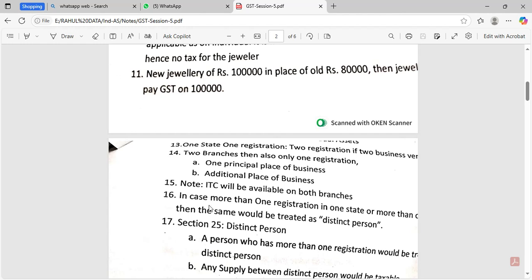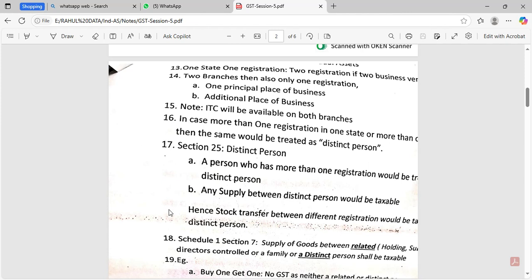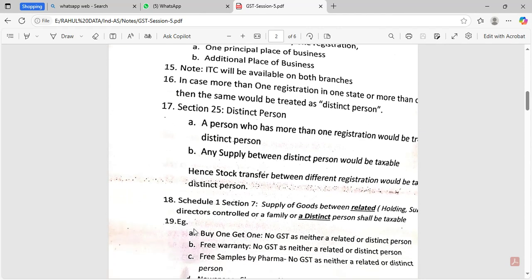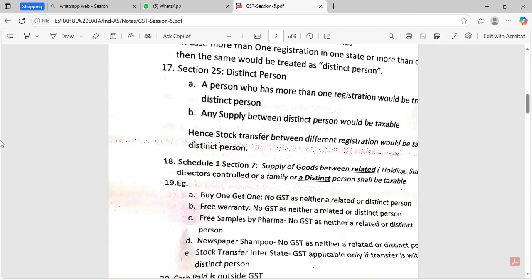In case of more than one registration in one state, the same would be treated as distinct persons. A person who has more than one registration would be treated as a distinct person. Any supply between distinct persons would be taxable. Hence, stock transfers between different registrations would be taxable as distinct persons. Supply of goods between related persons, directors, controlled or family, or distinct persons shall be taxable.